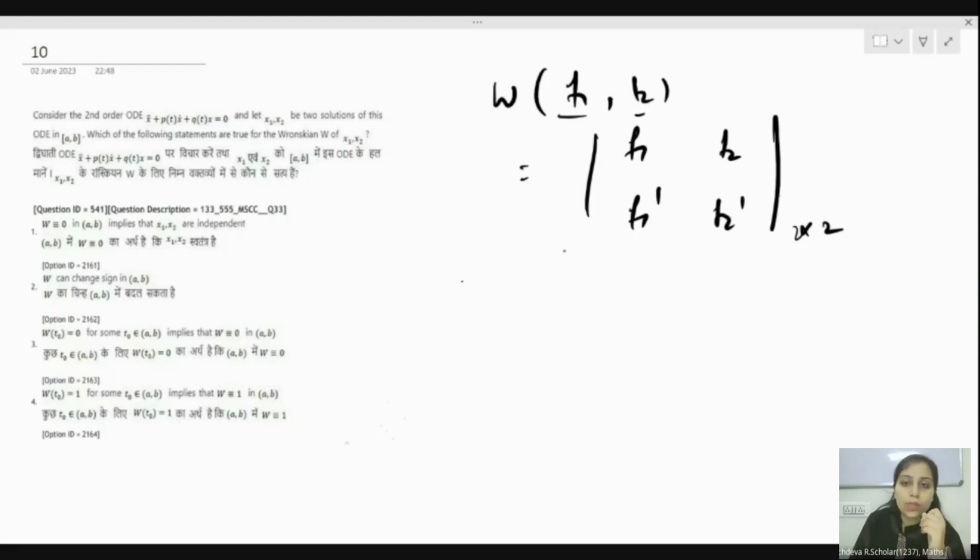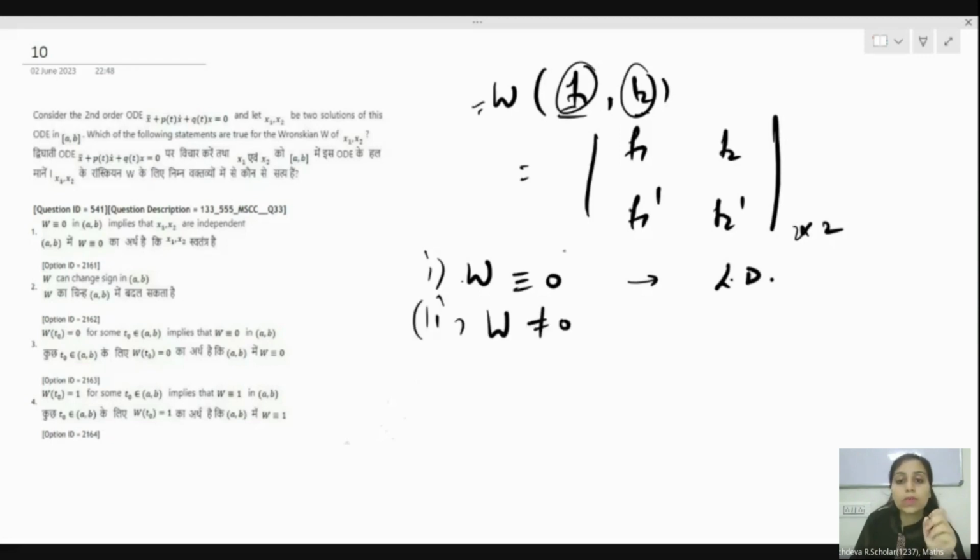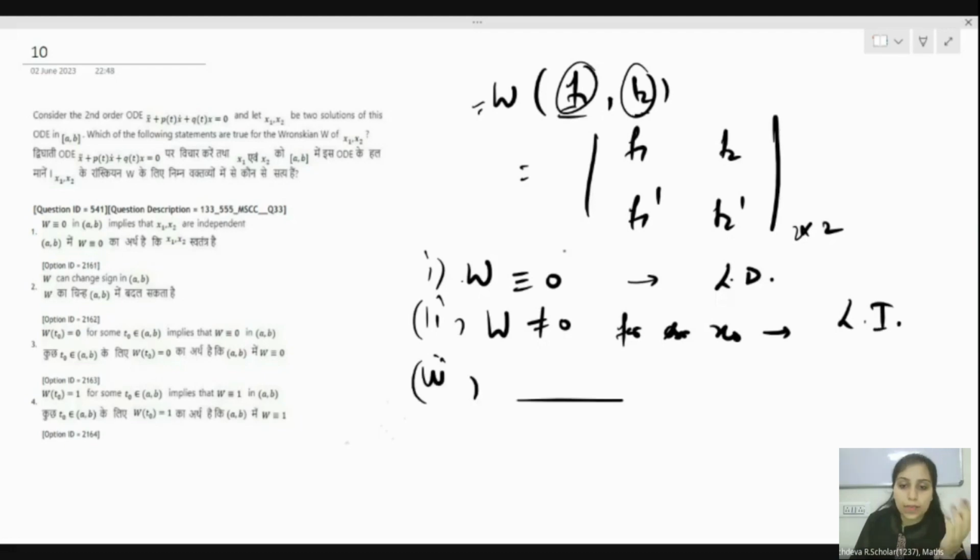And it also has some properties. If the two functions are solutions of a given differential equation, then either the Wronskian will be identically 0 and the two solutions will be linearly dependent, or if it is not 0 for some x naught, then they will be linearly independent, and the Wronskian will keep the same sign: either wholly positive, wholly negative, or identically 0. It will depend on what type of problem it is. So based on these simple properties, you can solve the questions within 2 seconds even. So read carefully.